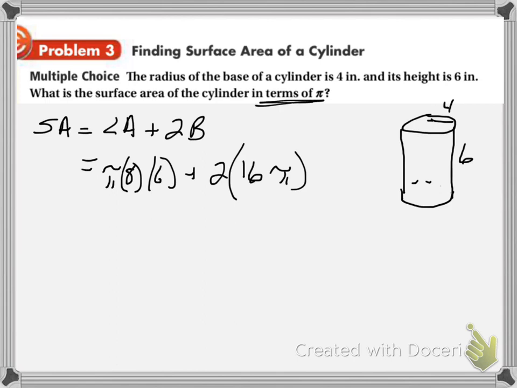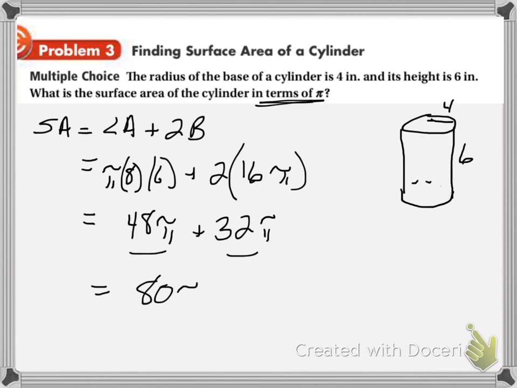It wants it in terms of pi, so I'm just going to multiply it. Don't hit the pi button. 8 times 6, which is 48 pi, plus 2 times 16, which is going to give me 32 pi. Now we're just combining like terms, so 48 plus 32 is going to give me 80 pi, and it's inches squared.